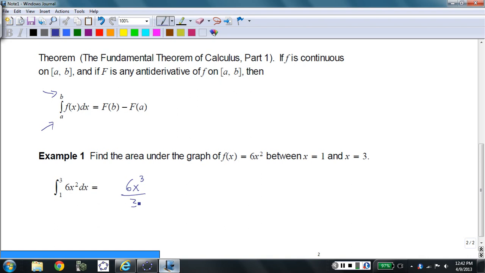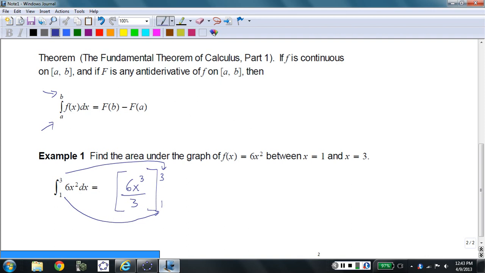3. Now I'm not getting a function here, I'm not getting an expression, I'm getting a number. So I'm going to write some notation that we can use to evaluate this. I'm going to put this in brackets and take the 1 and put it right there, and take the 3 and put it right there. What that means is take this expression inside the brackets, plug in the 3, plug in the 1, and subtract. That's what the notation means.